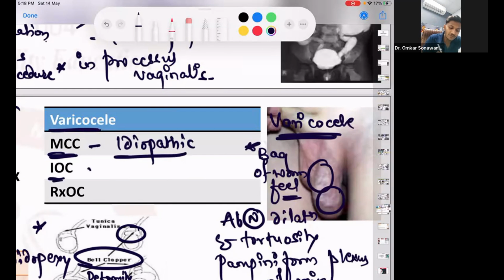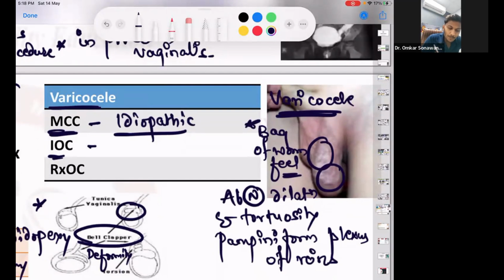Please remember, investigation of choice. This is important और ये आना चाहिए सबको अभी. As I told you, vessels है कोई भी non-invasive. Very good. Investigation of choice for varicocele is a color Doppler. Color Doppler, normal Doppler, जो भी available है. So we will do that.